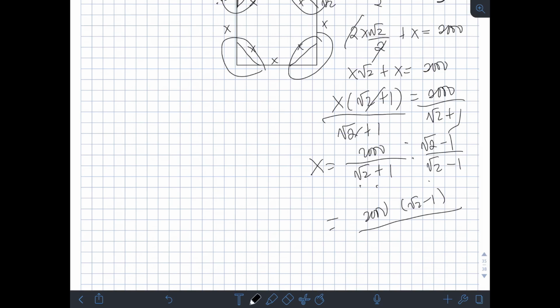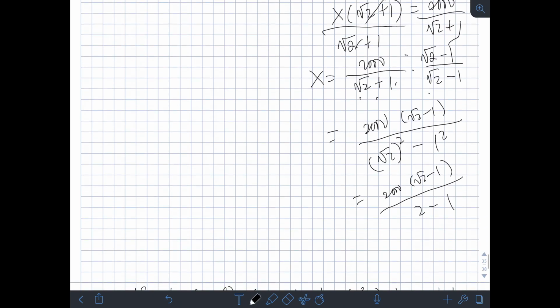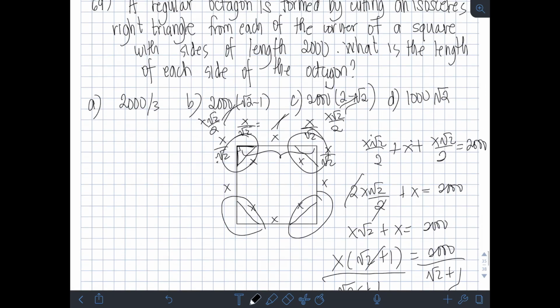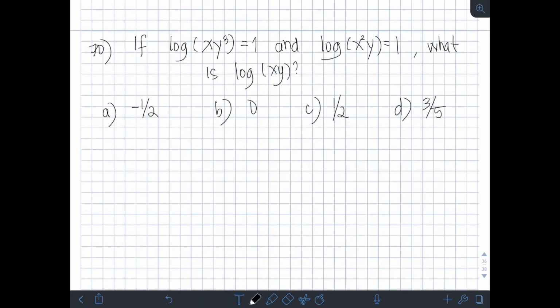Parang difference of sum and difference of two same terms. So, square natin yung first minus square natin yung second. So, parang 2,000 times square root of 2 minus 1 over (square root of 2) squared is 2 minus 1 squared is 1. Or simply, 2 minus 1 is 1 over 1. Or kahit hindi na natin isulat, ito na yung sagot. 2,000 times square root of 2 minus 1. So, the answer is letter B.